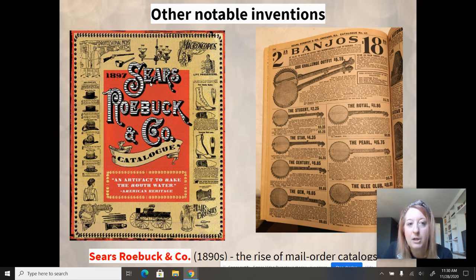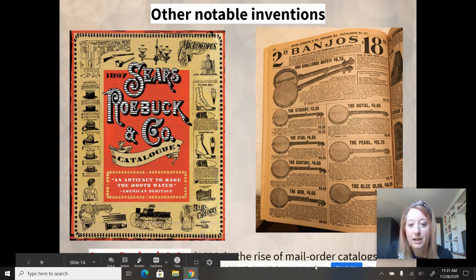Obviously, Sears is a company that's still around today. And even catalogs. I remember growing up as a kid in the 80s and ordering things out of catalogs. They were still very popular up until the maybe late 80s, early 90s and the invention of the internet. So that takes us through some technological advancements.